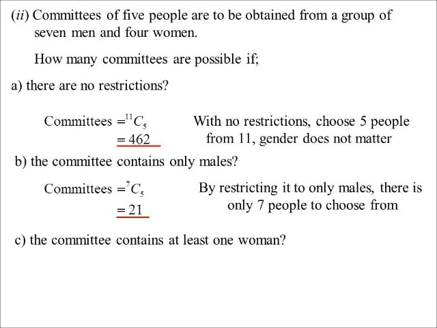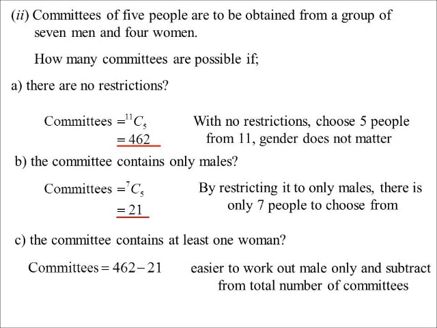This is where our complementary idea is going to come into account, because at least 1, I could work out how many committees have 1 woman, how many have 2 women, how many have 3 women. But it's a lot easier to say, hang on, I've already worked out how many committees have no women. So I'll just subtract from the total number of committees. And that therefore must leave me with the committees that have at least 1. So that complementary idea again. 462 minus 21, 441 committees.